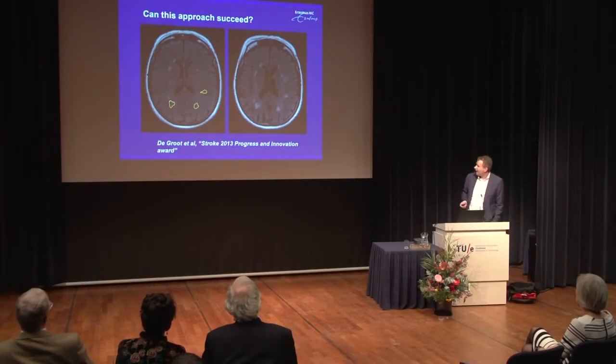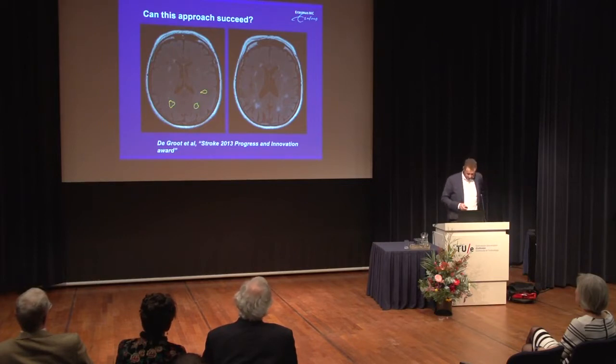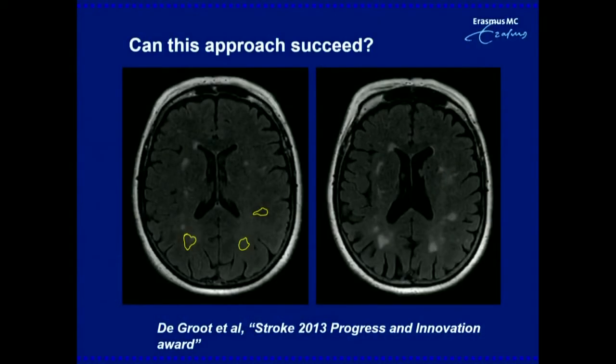So there is now some evidence, and I want to share evidence that was collected by Marius de Groot, a PhD student in our group that won in the journal Stroke the Progress and Innovation Award for this work. And he looked at about 1,000 scans in the Rotterdam study, which were taken 3 to 4 years apart. And he looked specifically at the white matter lesions. Those are these hyperintensities that you see here in the brain.